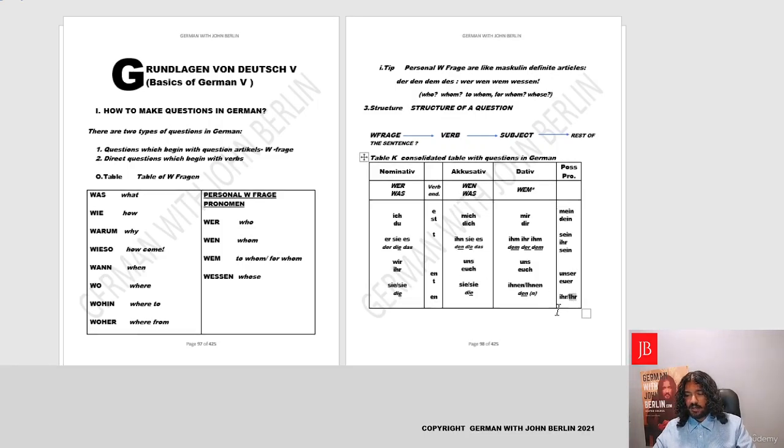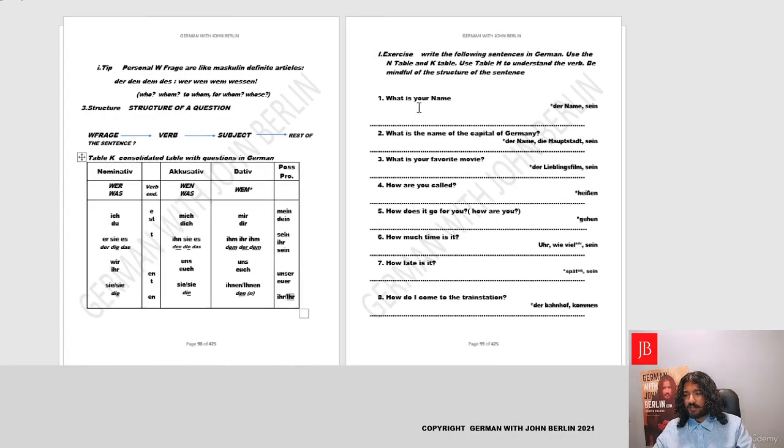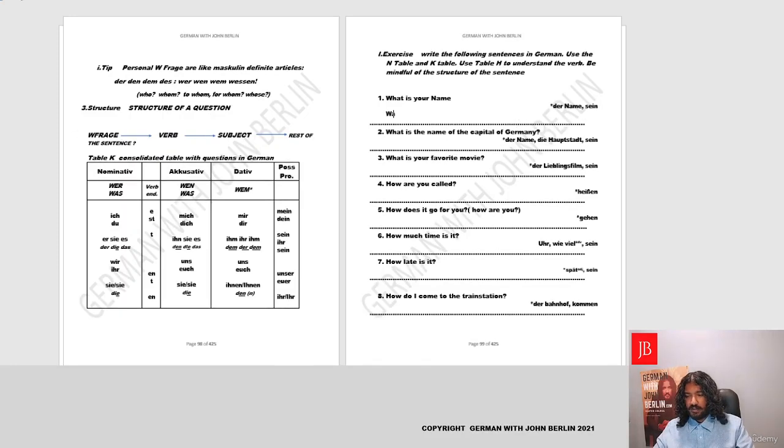So with this consolidated table of everything that we have learned thus far, we'll be able to make certain questions. Let's get started. So on the right, we have certain sentences. We need to follow the structure. We need to follow this table, and we have the German words in front of us and make some questions. First question is, what is your name? According to the structure, first we go to the W-Frage, that is what. What was what we learned? It was was, very good, was. Then we'll go to the verb, which in German is sein, and it'll be what is, that's third person.